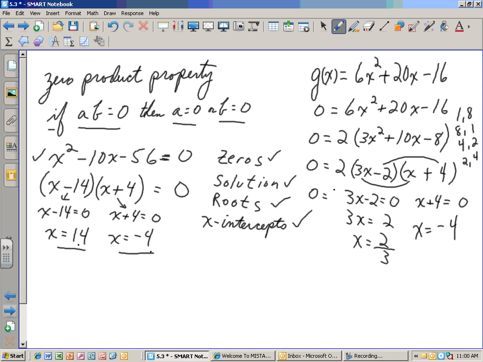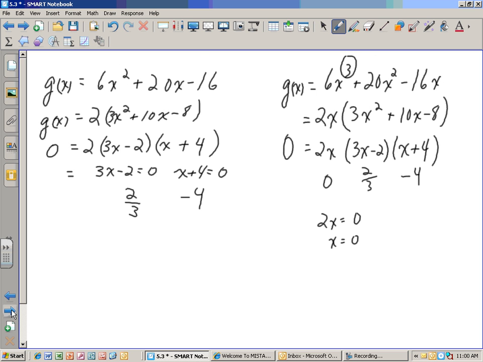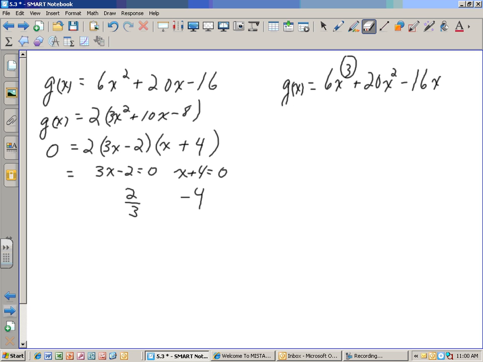Where it does matter, let me take the same problem. I had done this with the other class, but I'm going to erase this. And let's say we have 6x cubed plus 20x squared minus 16x. Notice this 3, I have it circled. That means we have 3 solutions. With a quadratic, an x squared term, we get 2 solutions. But because this is cubed, we're going to have 3 solutions. Set the equation equal to 0.